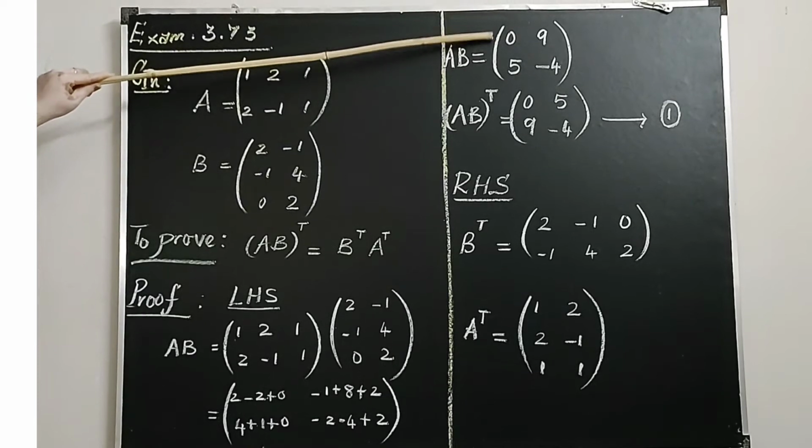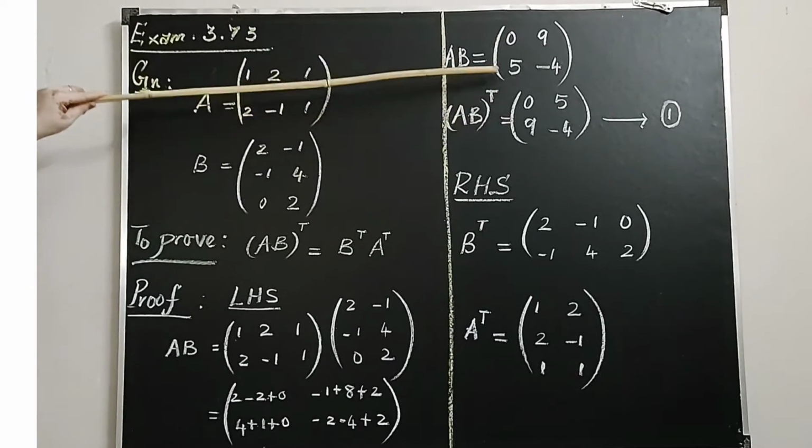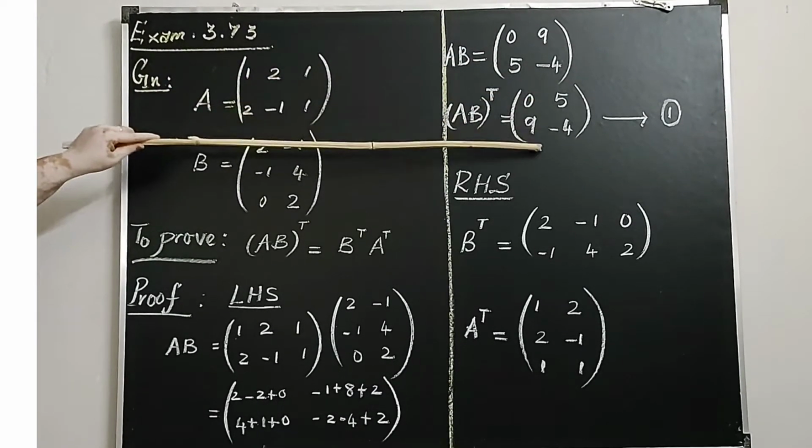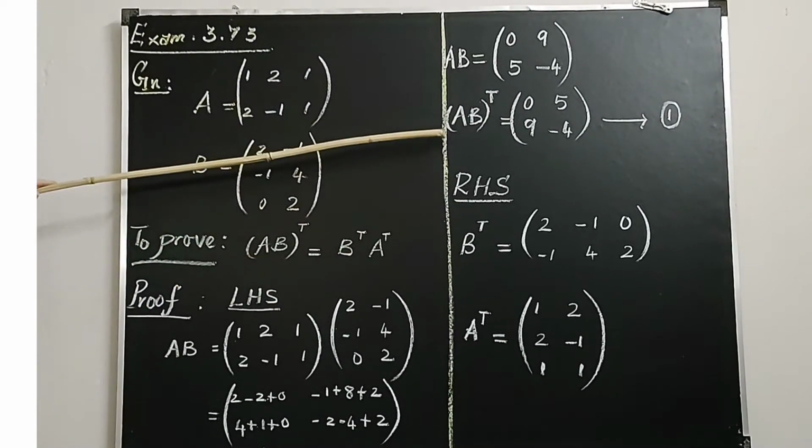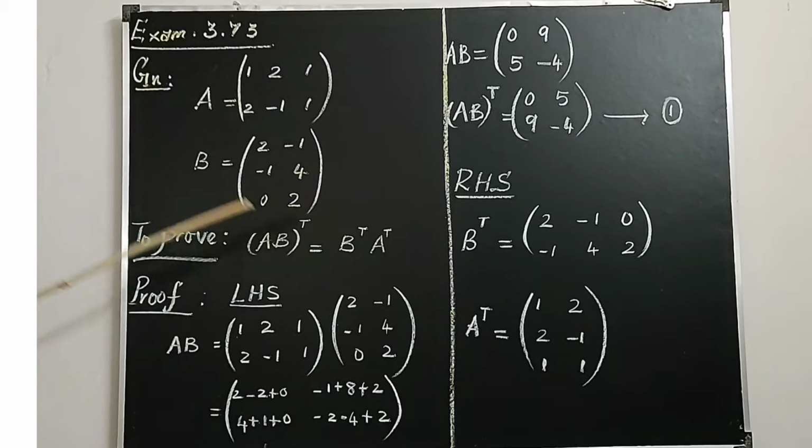9 is the row. In transpose, we change it into a column, and the second row will change into the second column. So we get the transpose of AB. So the first derivation is the transpose of AB. Now take the right hand side.